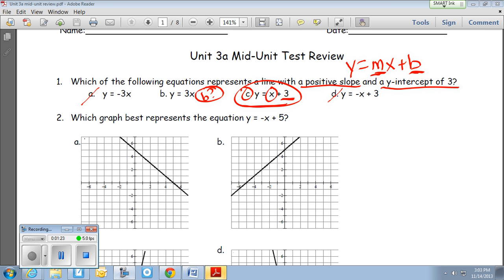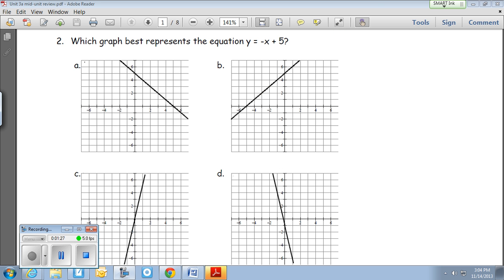Okay, for number 2, they're looking for the graph that best represents the equation y equals negative x plus 5. Now this equation is in slope-intercept form already with a negative 1 for the slope and 5 for the y-intercept. So the first thing I'm going to do is look for the y-intercept. This one's not at 5 and this one's not at 5. So A and B both have a y-intercept of 5. So that's what I'm going to look for first.